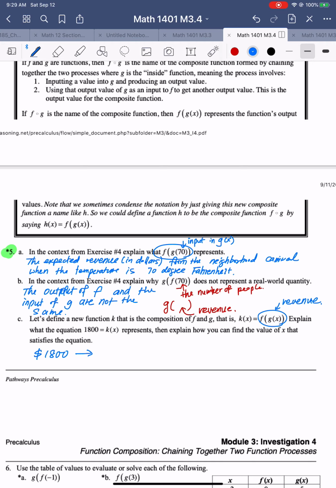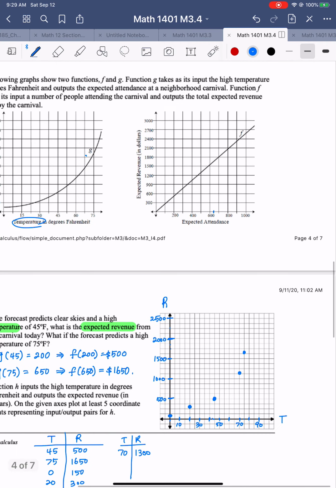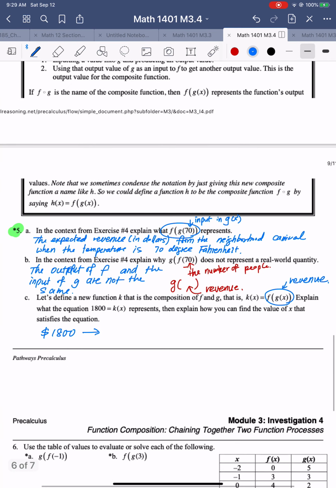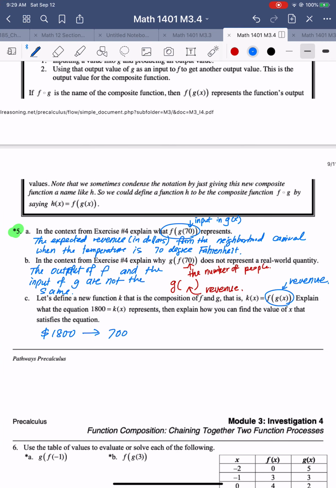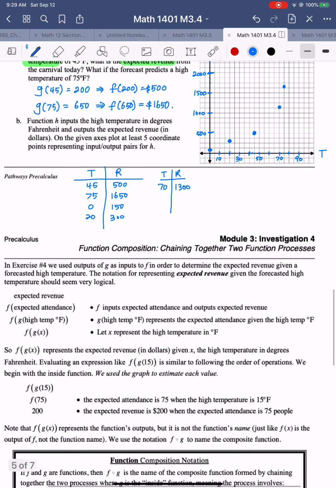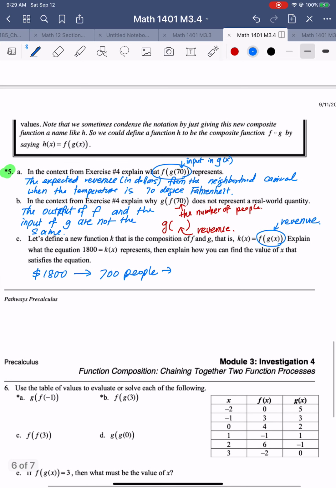So 1800. Let's look at the graph here. So 1800 gives us this number of people, right? Which is about 700, so this is going to give us 700 people. And then from the 700 people, that gives us x as a temperature here, right? Okay, so about 77 or 78 degrees.